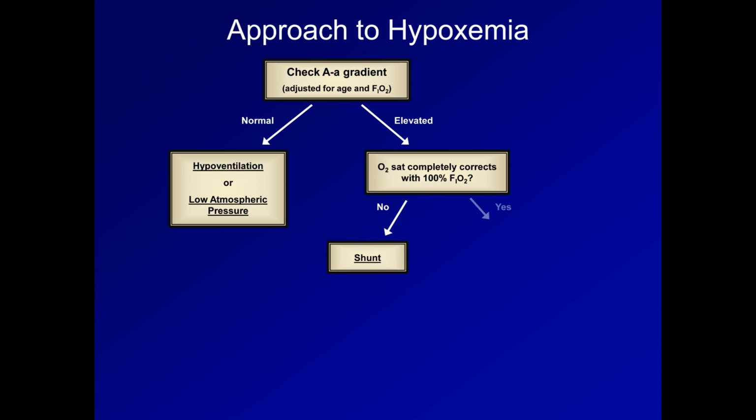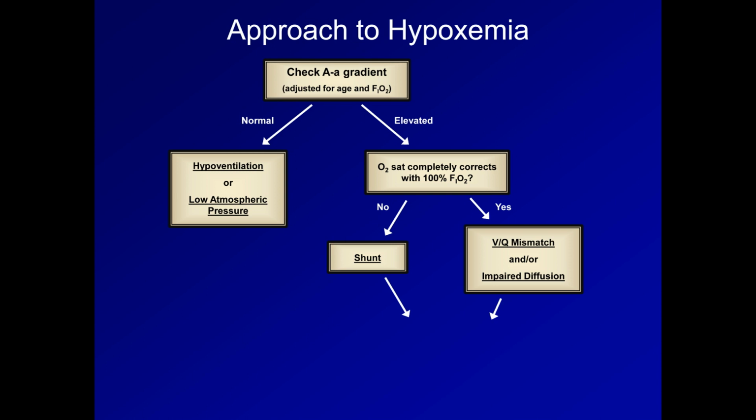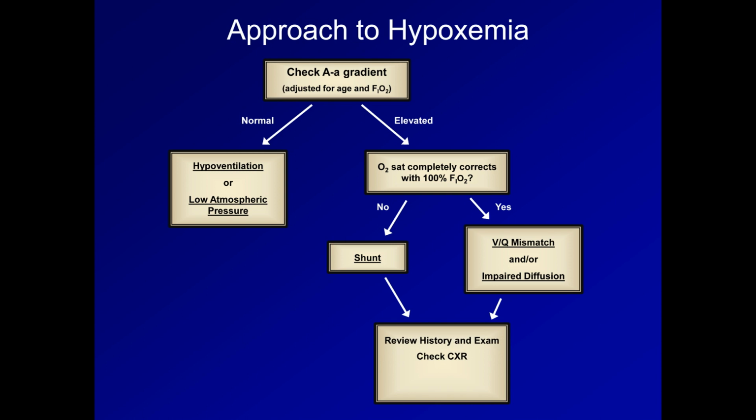However, if it does correct, then the patient probably has either VQ mismatch and or impaired diffusion as the primary mechanism of hypoxemia. As I have indicated already, almost all causes of hypoxemia associated with an elevated AA gradient have more than one mechanism at work, and there is no single algorithm to use at this point that will identify a specific diagnosis. So instead, you must review the history and exam and check a chest x-ray to help narrow down the possibilities. If a shunt is present, you should also consider getting an echocardiogram with a bubble study.